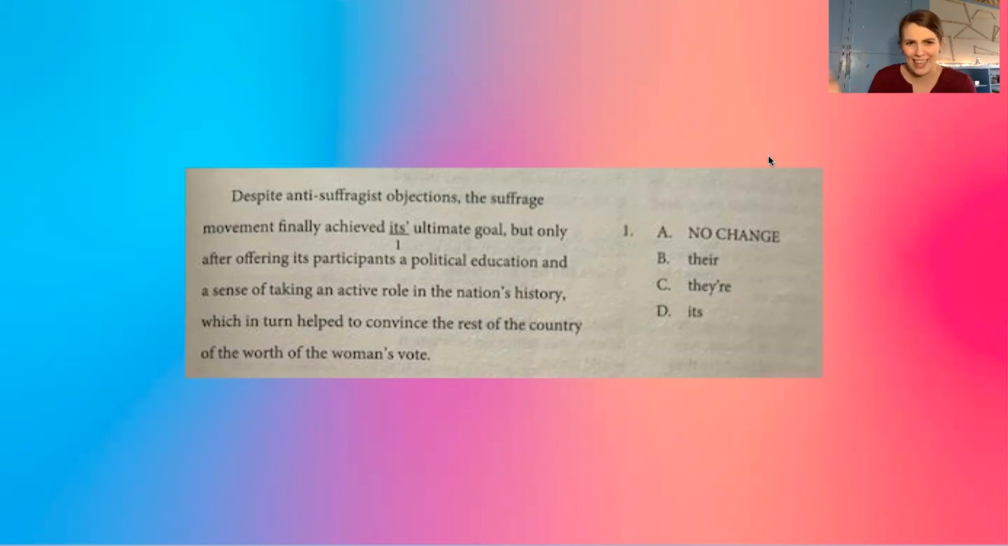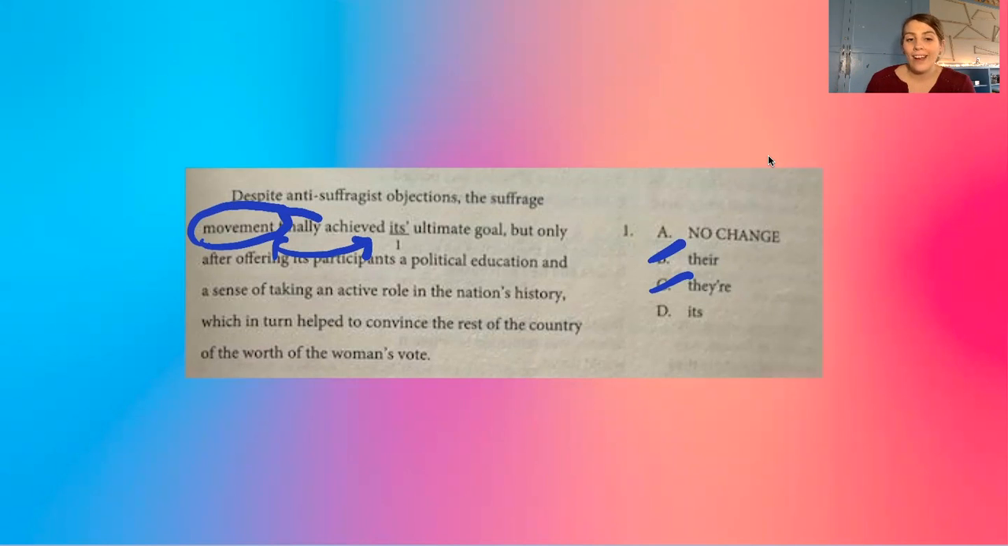Sorry, that's a long sentence. That's a super long sentence. But let's look at this specifically. Despite anti-suffrage objections, the suffrage movement achieved its ultimate goal. So the "its" has to do with the movement. So using "its" is definitely correct because it's singular. The suffrage movement is one thing, it's singular.